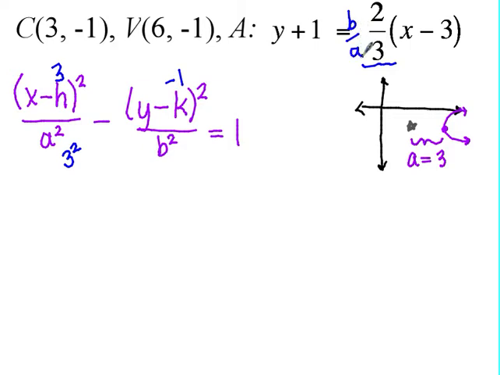So basically, I know this has to be B over A. Correct? So I know that B over A has to equal 2 over 3. Well, I already know that A is 3. So B has to equal 2. So I've got 2 squared. 2 squared.